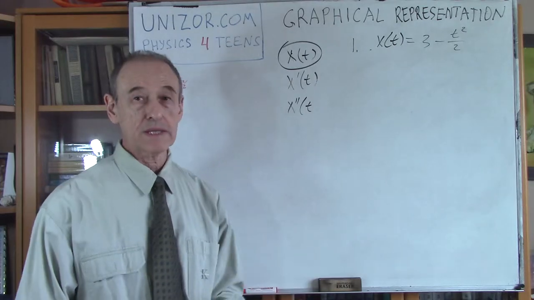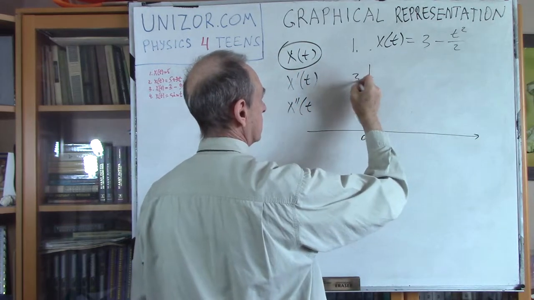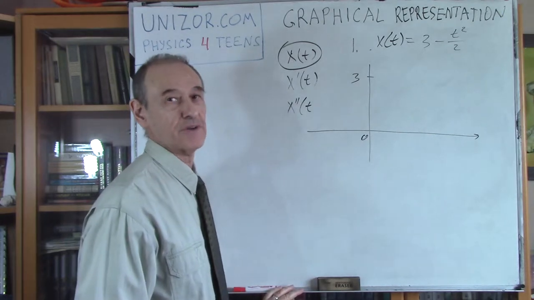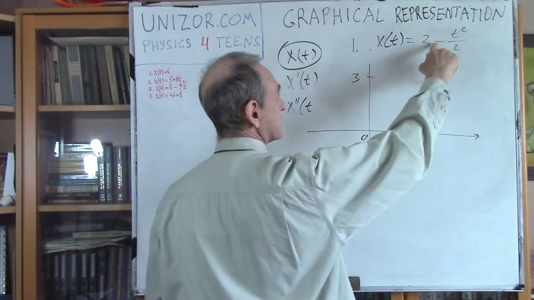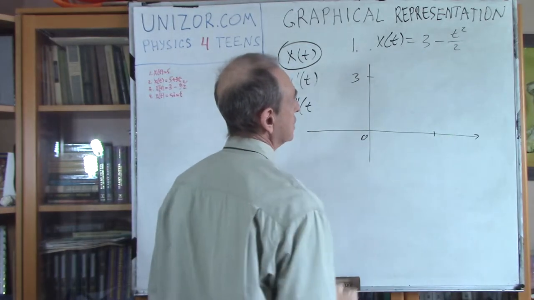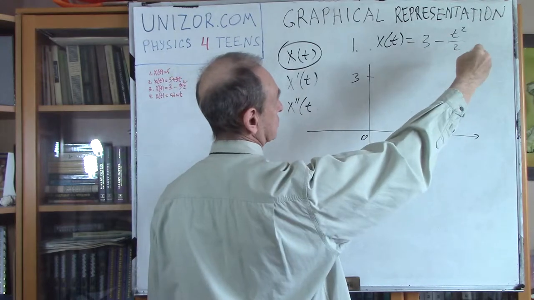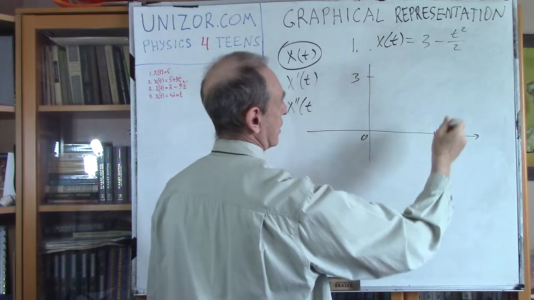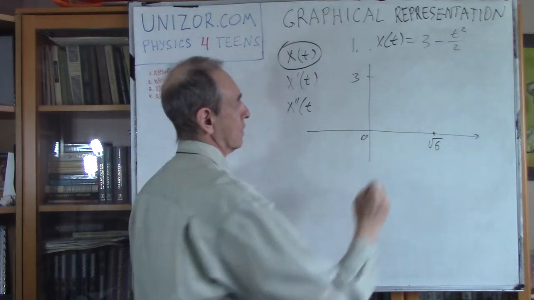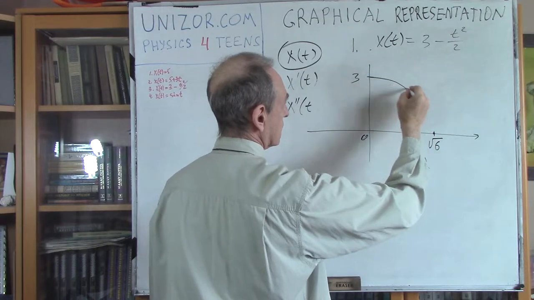Okay. So first of all, let's just do this graph. Now this is my tree. And at t is equal to 0, I am, well, let's use the physical concept, at the height of 3 of something, meters, let's say, right? And then as t is increasing, my height is decreasing, right? So somewhere at t is equal to square root of 6, my x would be equal to 0, right? Square root of 6 squared would be 6, divided by 2 is 3, 3 minus 3, okay. So, in between, my curve would be something like this.